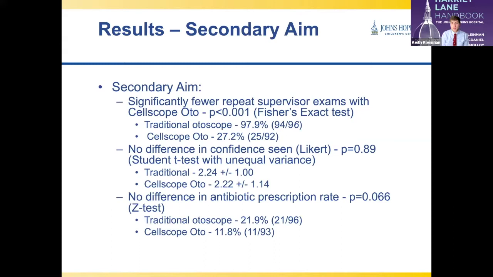Secondarily, we were able to show that there were significantly fewer repeat supervisor exams. So when using a traditional otoscope, 98% of the included subjects had their ears looked at a second time by an attending or fellow to confirm the trainee exam. However, when a CellScope Oto was used, only about 30% of the time did that occur. And so that was a pretty substantial reduction that really could lead to improved care for the child if they don't have to be held down twice, and then also potentially, like I said, improve length of stay.